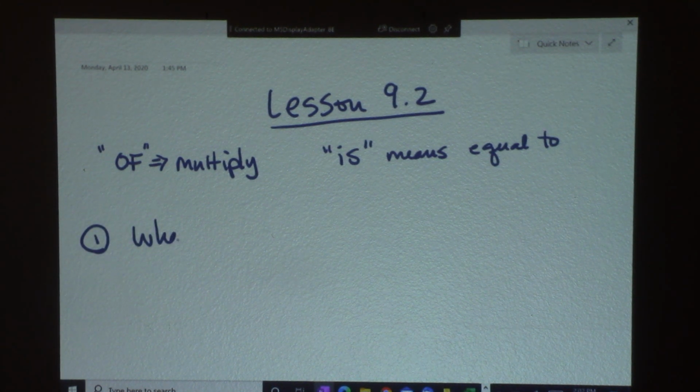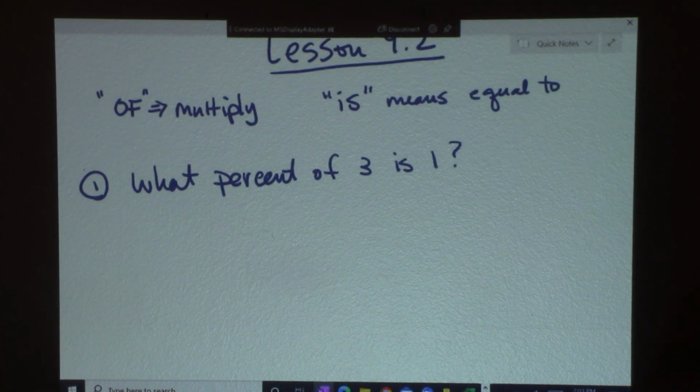Okay, so here's number 1. What percent of 3 is 1? Okay, so this is actually a word problem. It's just a very short one. It's one question. But knowing percentages of things is a very important skill that you must know. It comes up a lot in all kinds of professions and in the world. So we're going to learn how to do this.